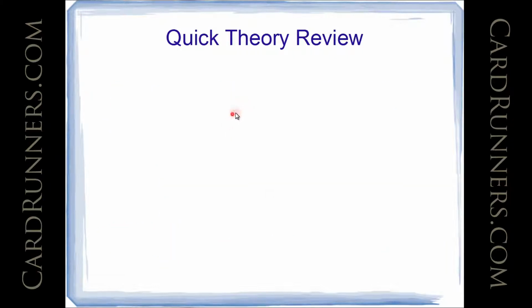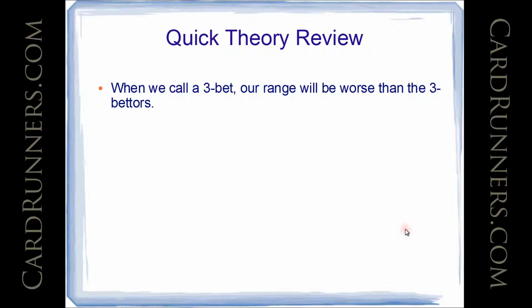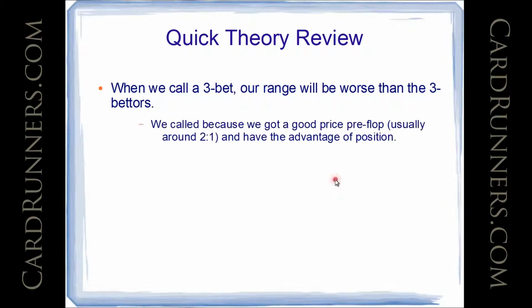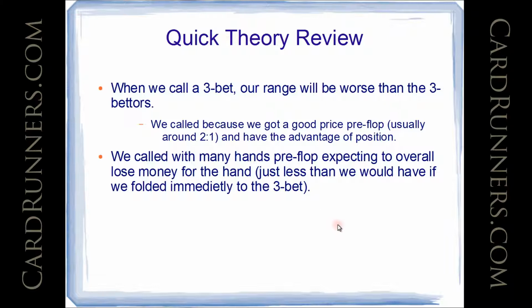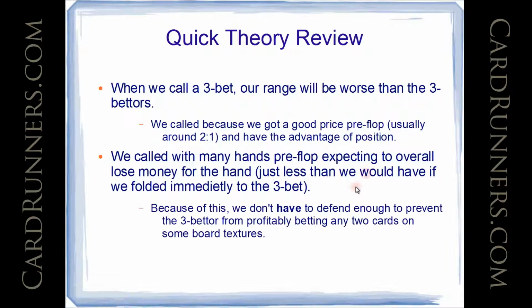Quick theory review. When we call a 3-bet, our range will be worse than the 3-better's. We called because we got a good price pre-flop, usually around 2-1, and have the advantage of position. At least in this example, we have the advantage of position, so we're assuming the 3-bet came from the small blind or the big blind. We called with many hands pre-flop, expecting to overall lose money for the hand, just less than we would have if we immediately folded to the 3-bet.